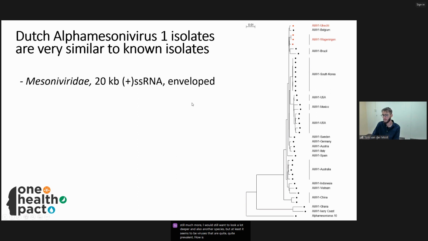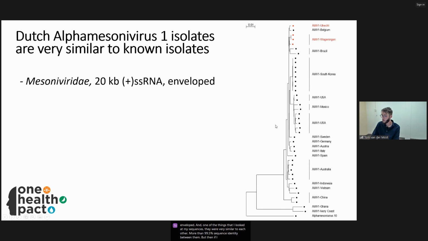Alpha mesonivirus 1 is a mesonivirus, which are actually very interesting. They are very large RNA viruses, 20 kb, positive stranded, enveloped. And one of the things, if I looked at my sequences, they were very similar to each other, more than 99.5% sequence identity between them.